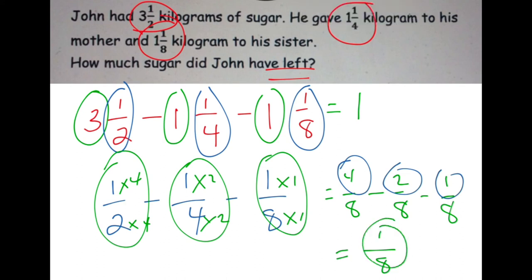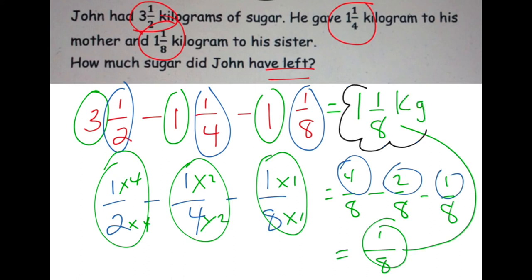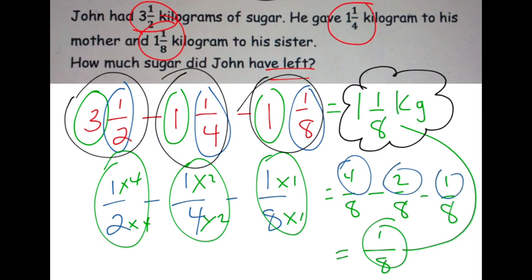So I have 1/8, which I will add here, so 1/8. So you have 1 1/8 kilograms. That's my final answer. You can also change this into improper fractions like we did in a previous example, but this would be the shortest way.